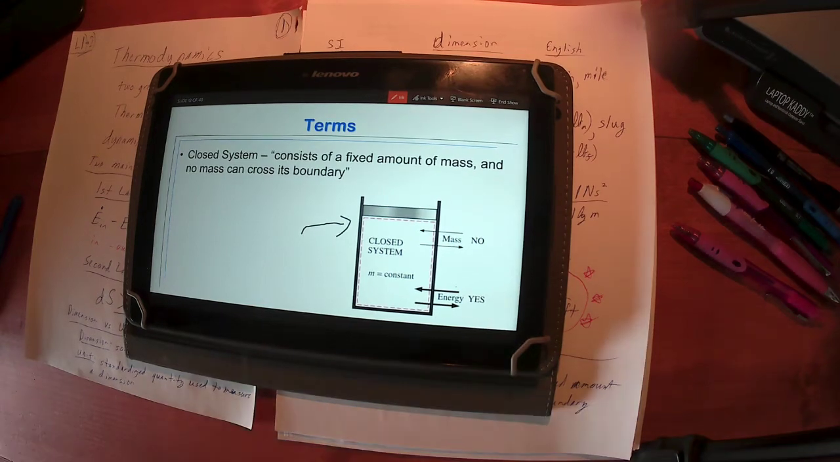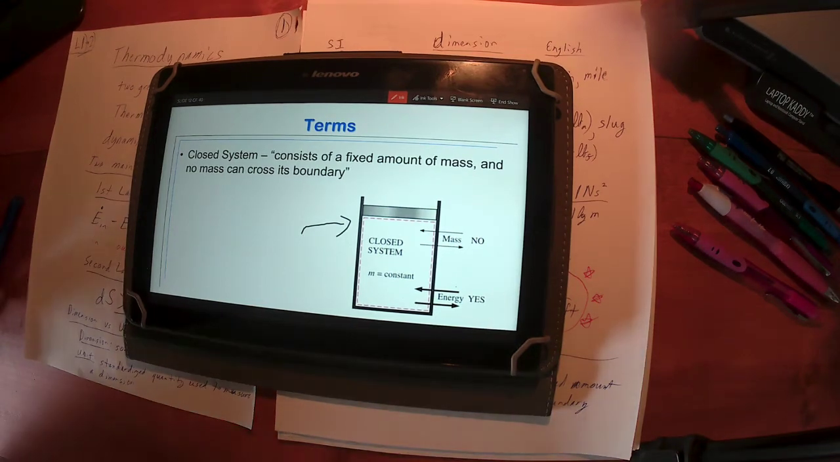Okay, and I just noticed I was getting a little more glare, so I moved that light a little bit. Hopefully the glare is a little better.